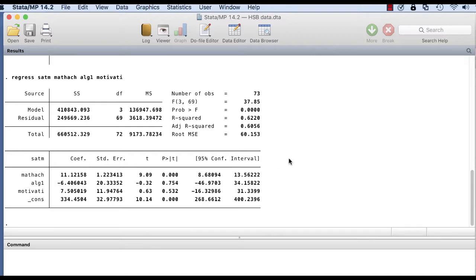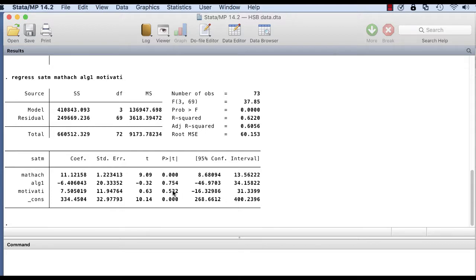If we come down to our coefficients table, we can see that math achievement is significant. So it's significantly contributing to R-square, or explaining scholastic aptitude math scores. Algebra 1, however, is not significant, nor is motivation. So our most important variable here is math achievement. It's kind of surprising that one of the other variables is not significantly contributing.